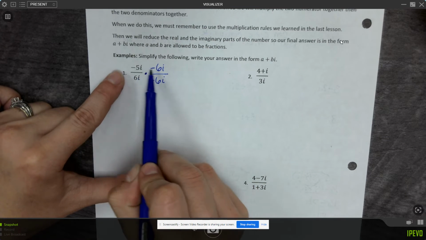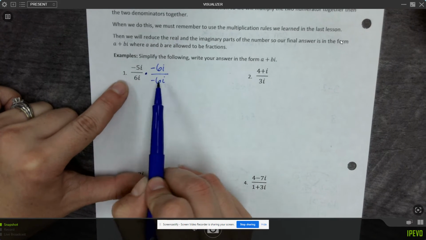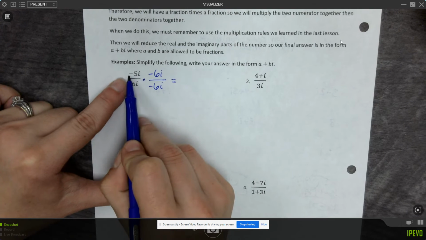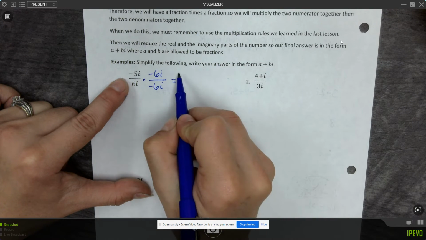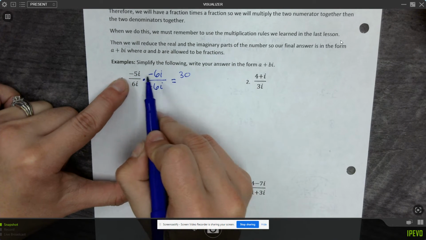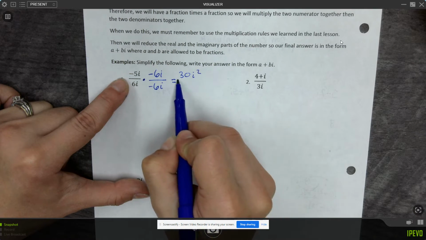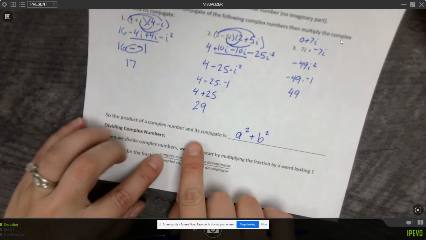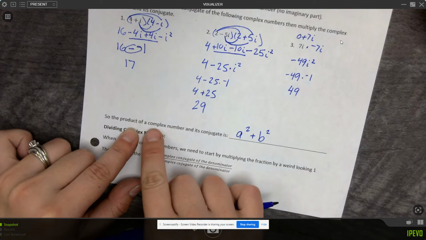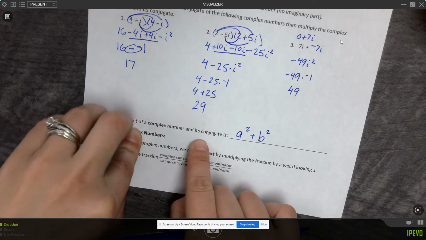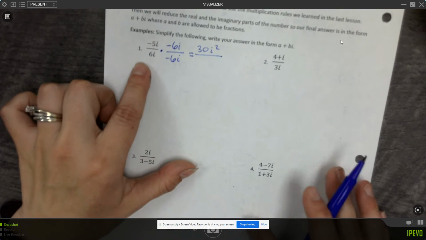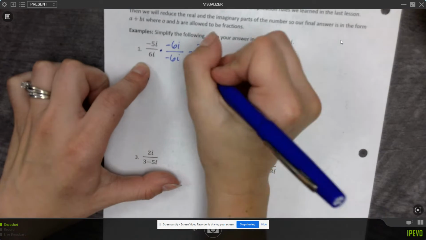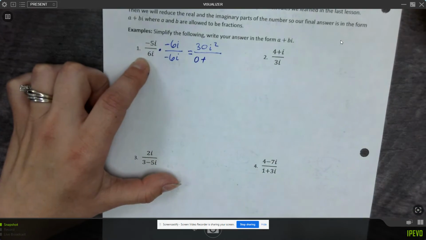So now we're going to multiply across the top and then across the bottom. Negative 5 times negative 6 is positive 30. i times i is i squared. Now your denominator. This is where this fact comes in handy. The product of a number and its complex conjugate is a squared plus b squared. In this case, a is 0 and b is 6.